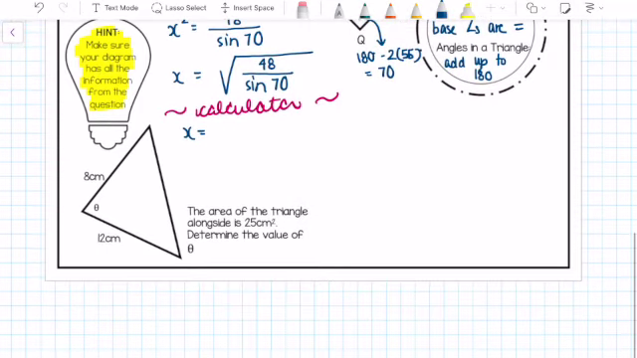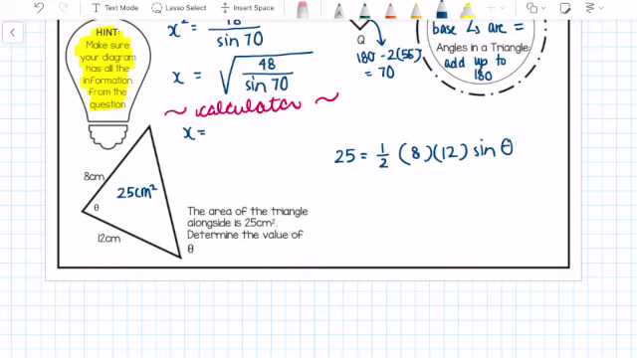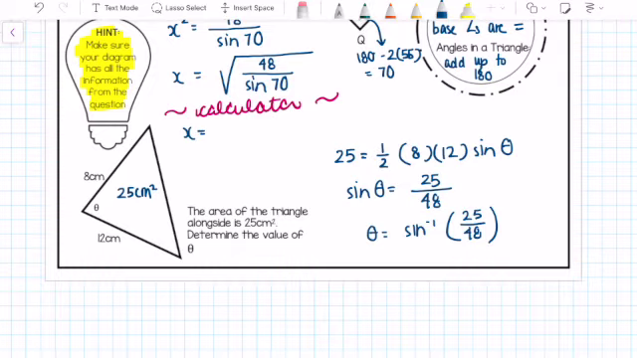Okay, so here in this last example down here, the area is 25 square centimeters. Let's just put that in there. And we want to find the value of theta. So here we're going to say area, which is 25, is half times 8 times 12 times sine theta. So sine theta is 25 over 48. And here you're going to go to the nearest degree.